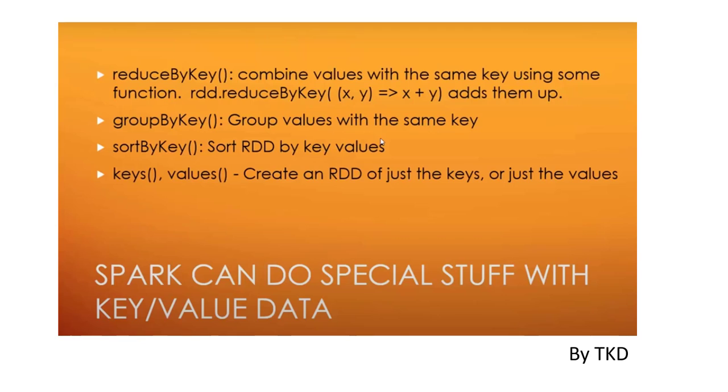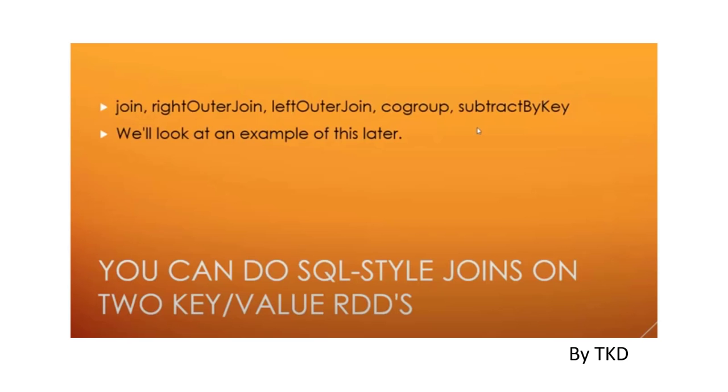We can also do a sortByKey, which will basically sort an RDD by key values. Pretty straightforward. And we can also just retrieve the individual keys and values. For that, the keys and values functions will do that for us. So what are the other things you can do?